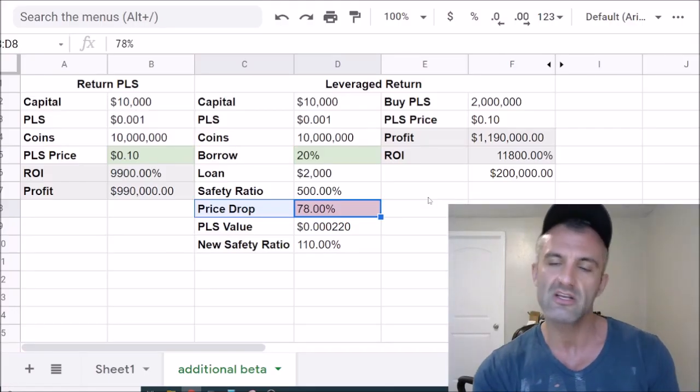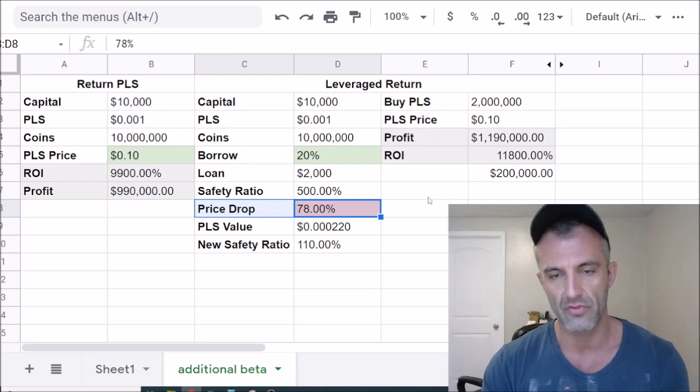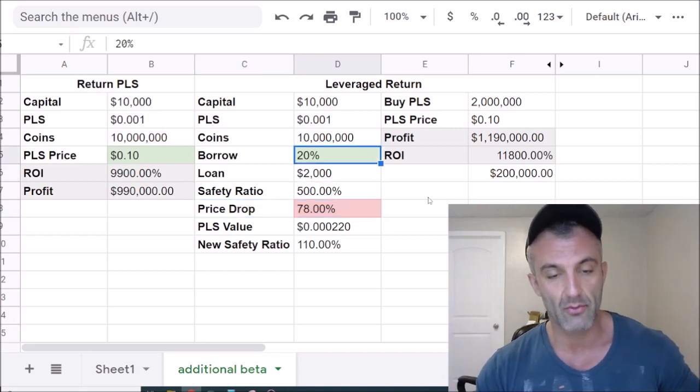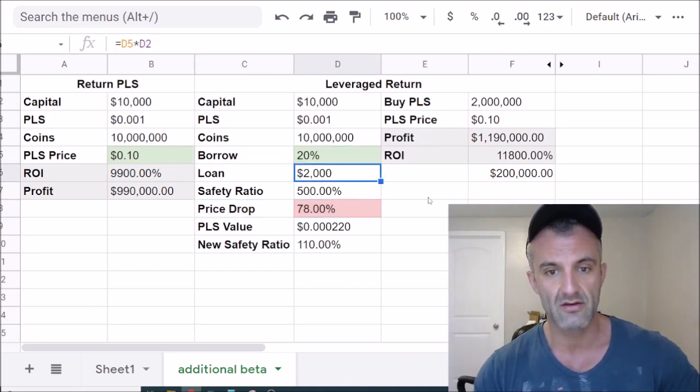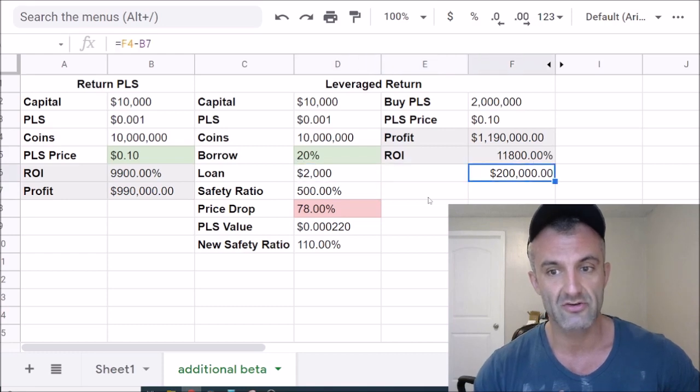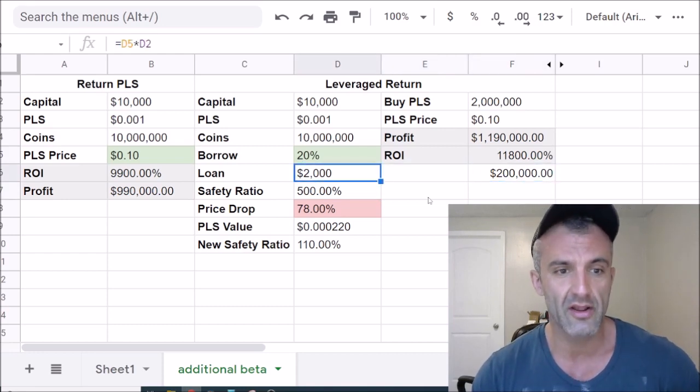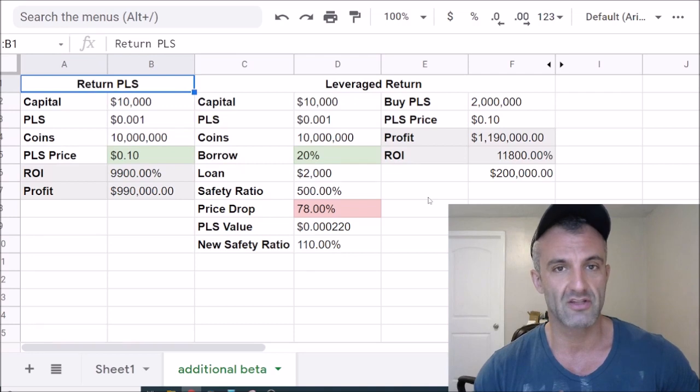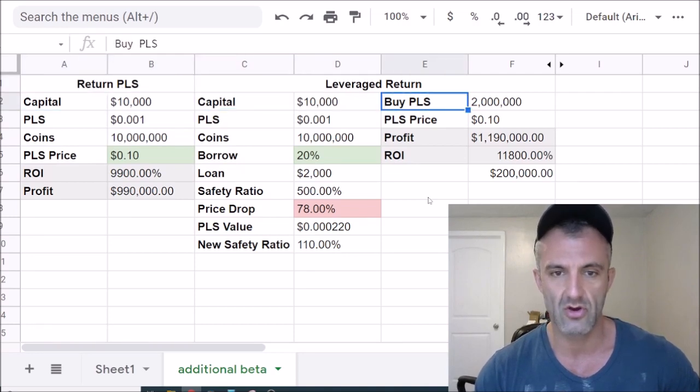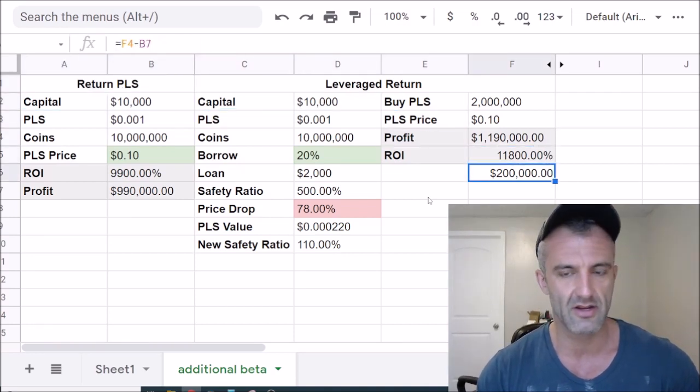And we're going to do the same exact thing, run the numbers to see what the returns are. But in this example, if you borrowed 20% and you borrowed $2,000 on your 10, you make an additional 200 grand versus just having Pulse and letting it sit there. 200 grand. That's pretty nice, right?